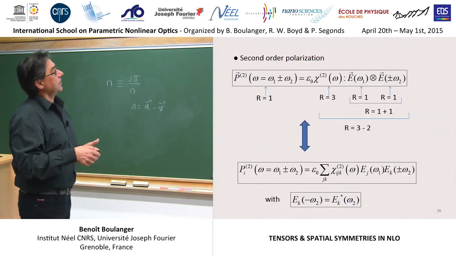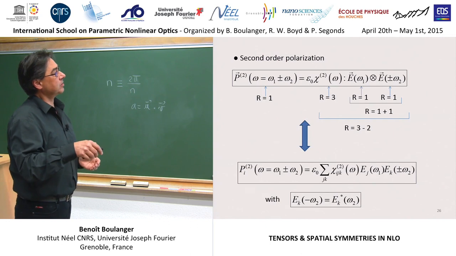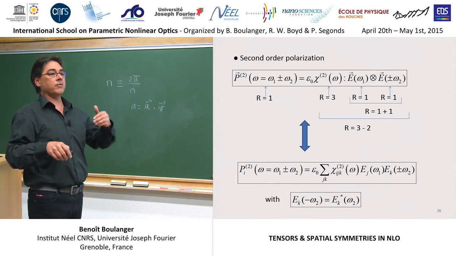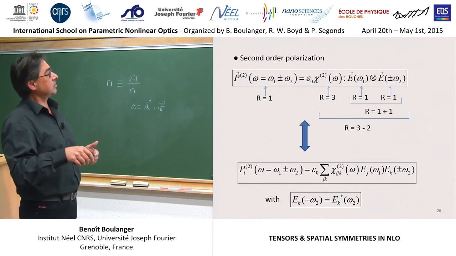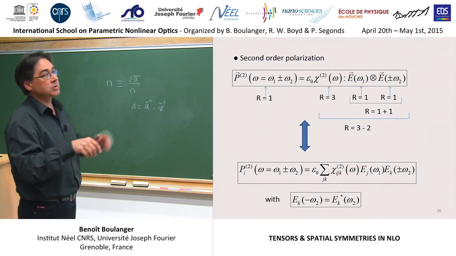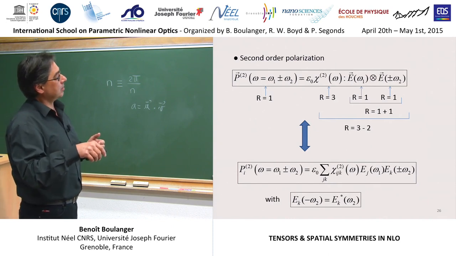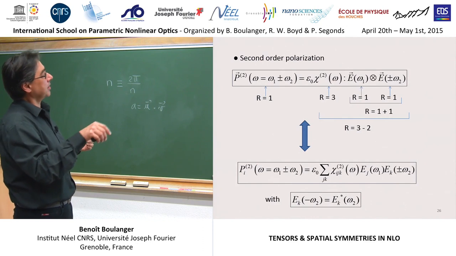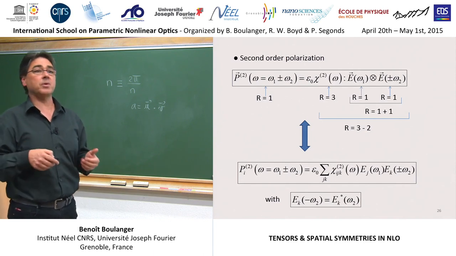For chi 2, now I put here two dots because on the right I have the tensorial product of two rank 1 tensors. And when you make the tensorial product of a tensor of rank m by a tensor of rank n, you obtain a tensor of rank m plus n. So it means here that we have a rank 2 tensor. So I put two dots for the contracted product. Chi 2 is a rank 3 tensor. I make the contracted product of a rank 3 with a rank 2. I obtain a rank 3 minus 2 equals 1. OK, I'm not wrong. This equation seems good from the tensor point of view.